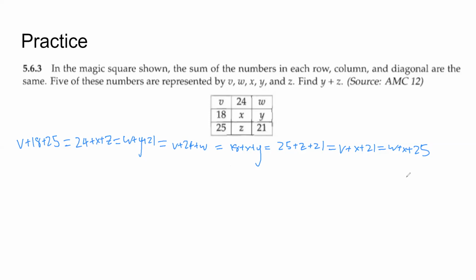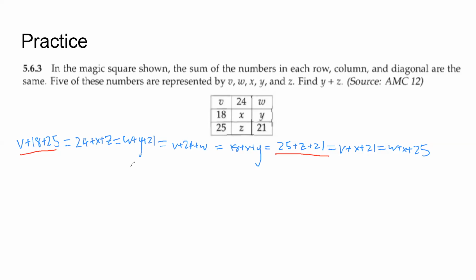V plus 18 plus 25 and 25 plus Z plus 21. Exactly. So we have these 2 equations here. So what's special about these 2 equations? Both of those only have one variable. Yeah, exactly. Also, I shouldn't call them equations, they're expressions. But yeah, these only have one variable, and the rest of them all have 2 variables. Like the second one has X plus Z, the third one has W plus Y.